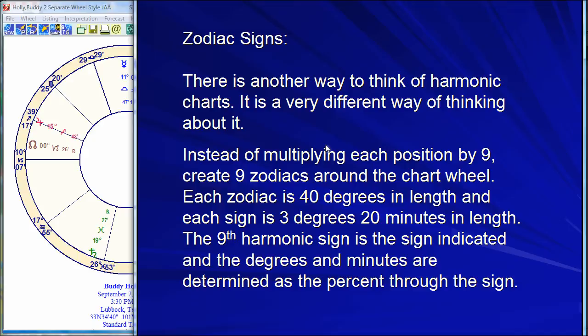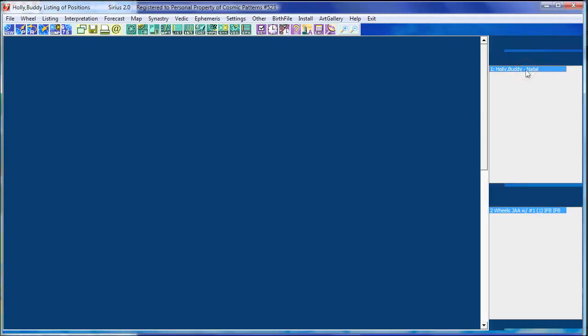Now, zodiac signs. Last thing I want to talk about here in this tutorial video is the zodiac signs. And this brings up something very interesting. There's a very different way of thinking about what a harmonic chart is. A different visualization of what it is, and you get the same result. So the one way I showed you is you multiply all the planets by 9. That also spreads all the angular distances between all the planets by 9. There's a whole other way of thinking about it. Let me show you this. Best way to explain it is just for me to show you.